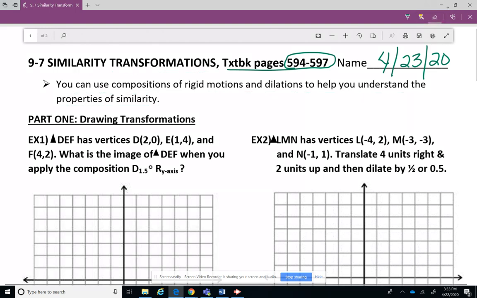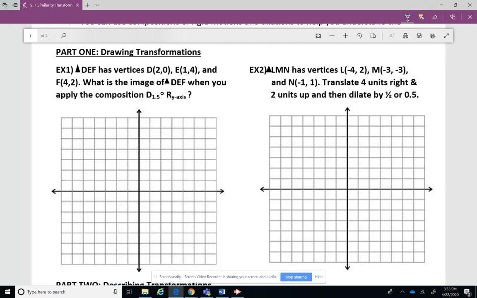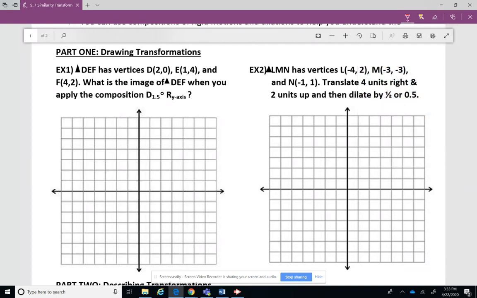All right, so what we're going to start with this first example, let's go ahead and graph triangle DEF. Now, in your book, it's already graphed, so you could look there and graph it on your paper, or you can just do it from here. So I'm going to do 2, 0, that's D. I'm going to do 1, 4, and that's E. And then I'm going to do 4, 2, and that's F.